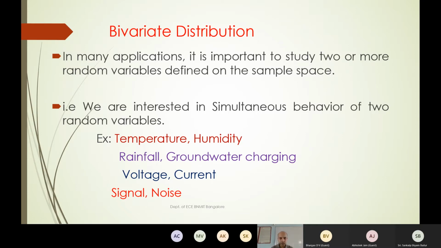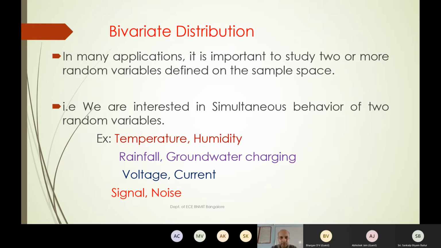In this, we are going to track temperature and humidity in the same experiment. That is, what is the probability that temperature and humidity happen at the same time? That is our interest right now. We are interested in the simultaneous behavior of two different random variables.